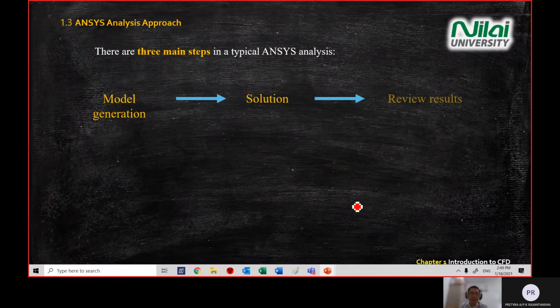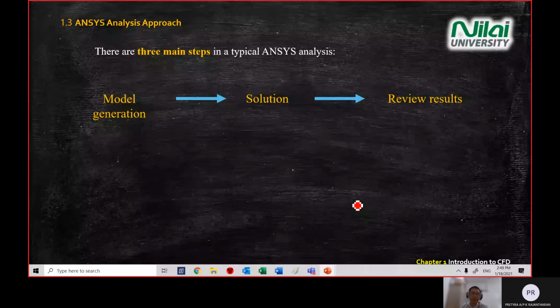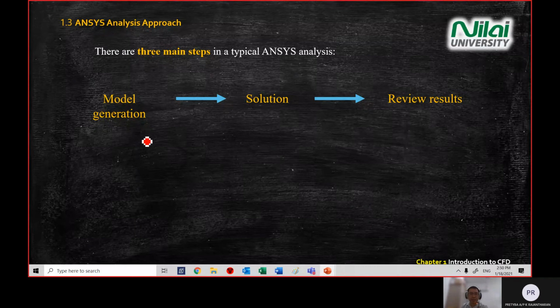Okay, three main steps in ANSYS analysis. You generate a model, you solve it, then you look at the results. Of course, this is a very general process.